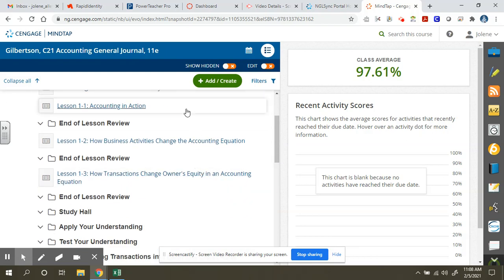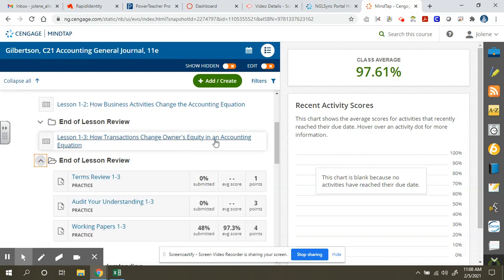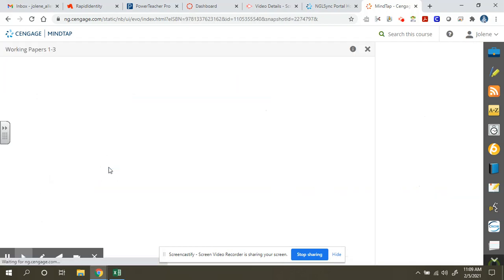In my previous videos, I did one for 1-1 and I finished one for 1-2, so y'all can go back and look at that. Today we're doing 1-3, how transactions change owner's equity in the equation. And this is a lot like 1-2. It just takes it a step further. So we're going to do this end of lesson review under 1-3. We're going to go to working papers. Click open there.